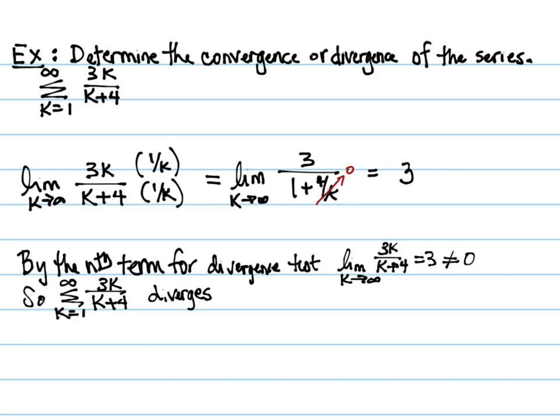Again, I'm going to say it one more time. The nth test for divergence cannot prove something converges. All it can do is prove something diverges.